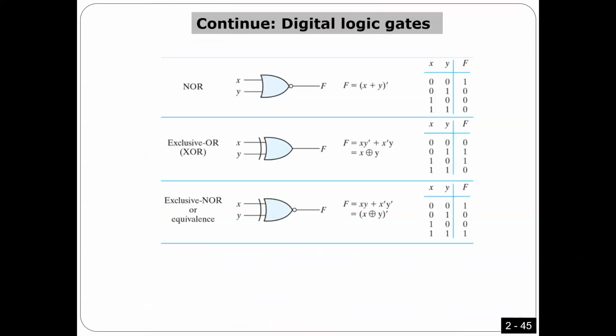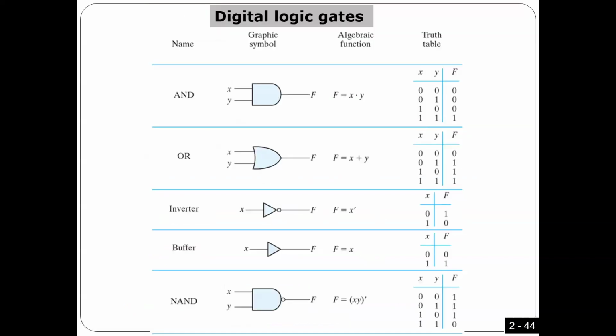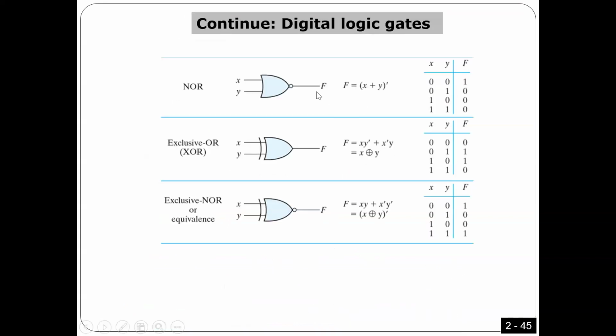Any questions? So here, nothing is new. I just make a summary for the cases we have. So this is AND, OR, inverter, there is something we call buffer. I'm gonna talk about it later. So here we have also NAND, okay, the truth table. You need to know the truth table of all of them. And then we have here NOR, we have exclusive OR, exclusive NOR. Here, exclusive NOR, it's called equivalence because this one gives you one when the two inputs are equal. That's all the cases we have. Any questions?